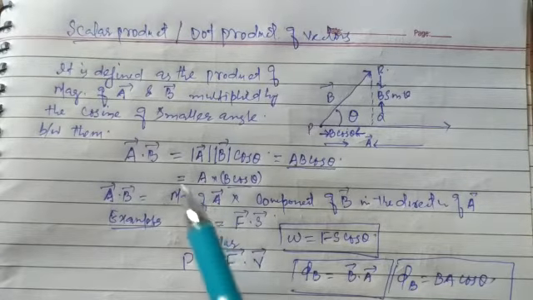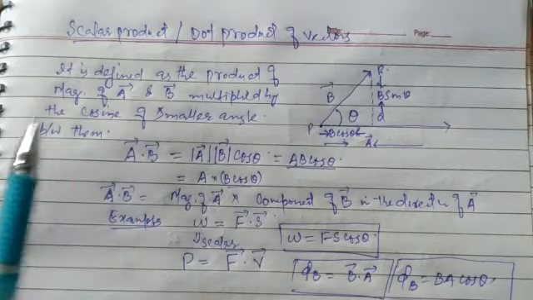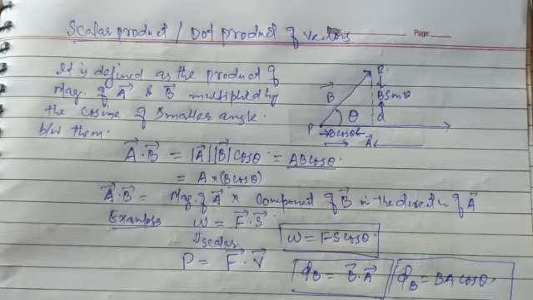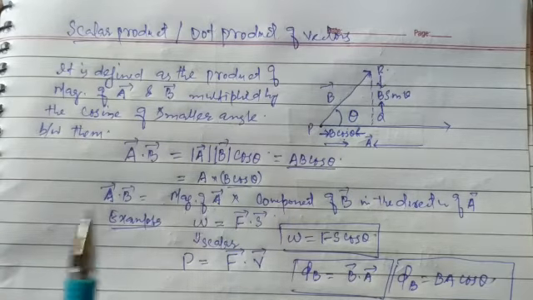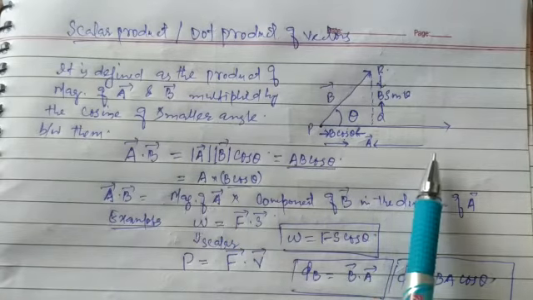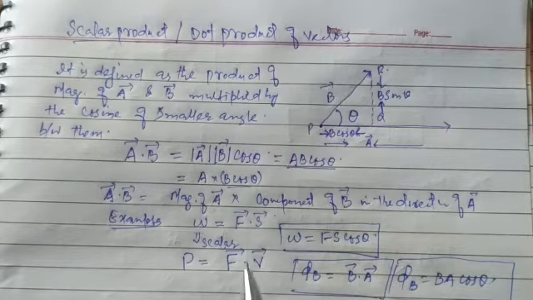So this was the knowledge regarding the scalar or dot product. Simply, it is defined as the product of the magnitudes of two vectors multiplied by the cosine of the angle between them. Or you can define it as the product of the magnitude of one vector and the component of another vector along this vector. Work, power, magnetic flux and electric flux are examples of the scalar product of two vectors.